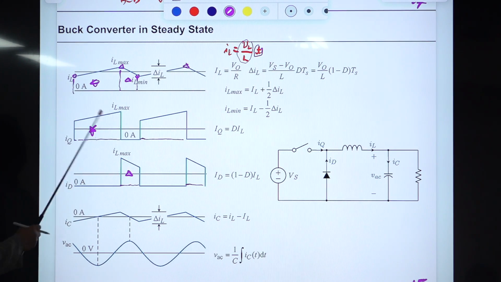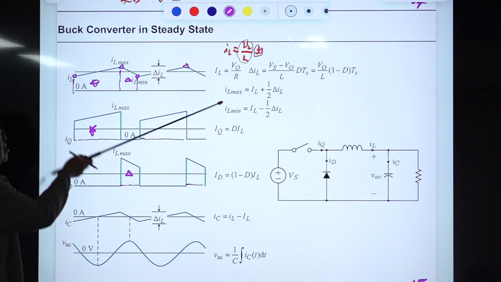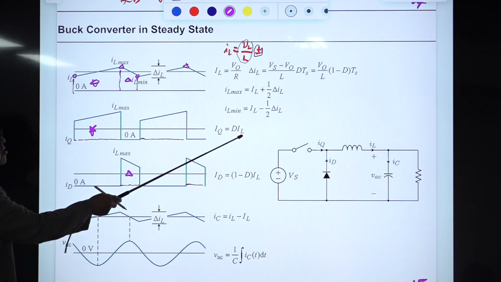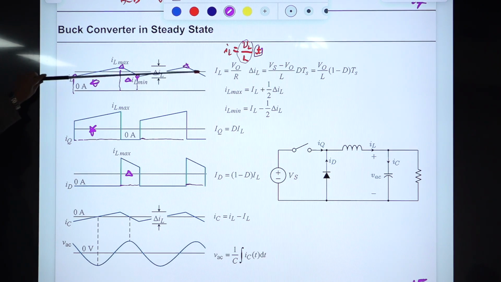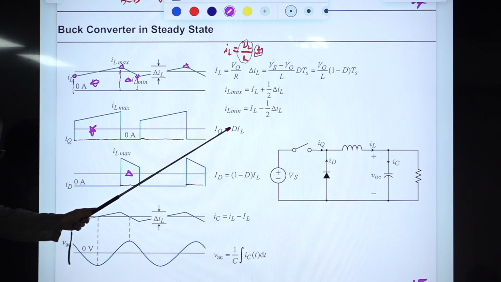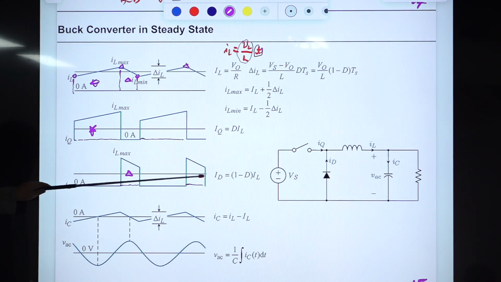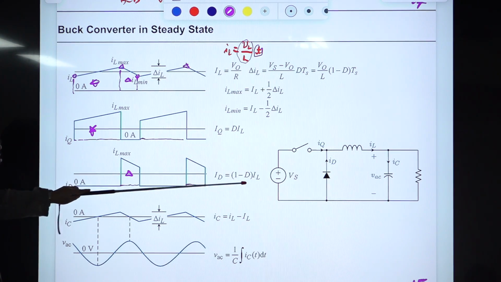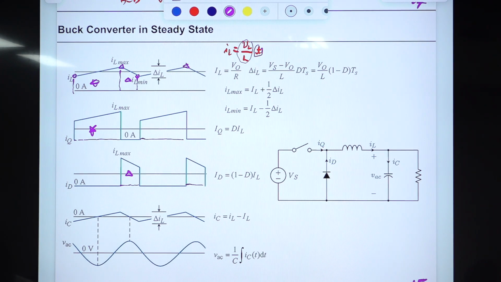Then the average value of this IQ is D times IL. So IL is the average value over the entire period, and during only DTs, IQ copies this IL. So we have the weighting factor D here. Likewise, during this period, the average value of the diode current is IL times the weighting factor, 1 minus D. Okay, this is obvious, all right?